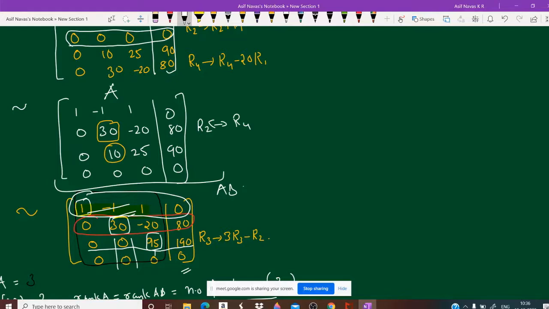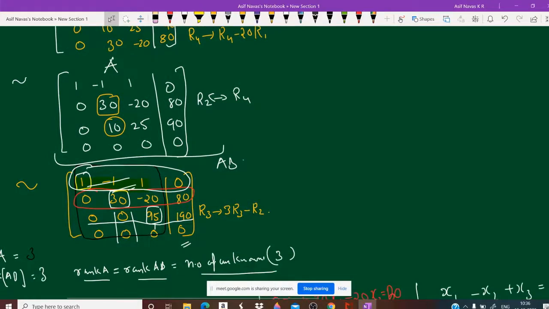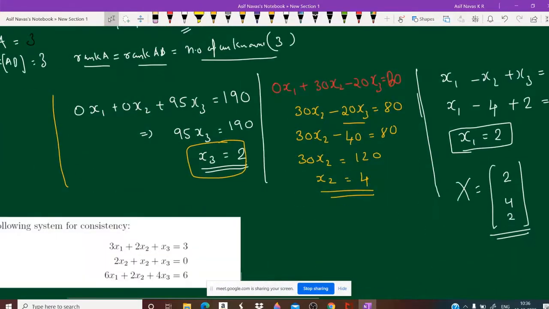No, no problem. You can interchange rows. That is an elementary row operation. You can do elementary row operations, any elementary row operation.